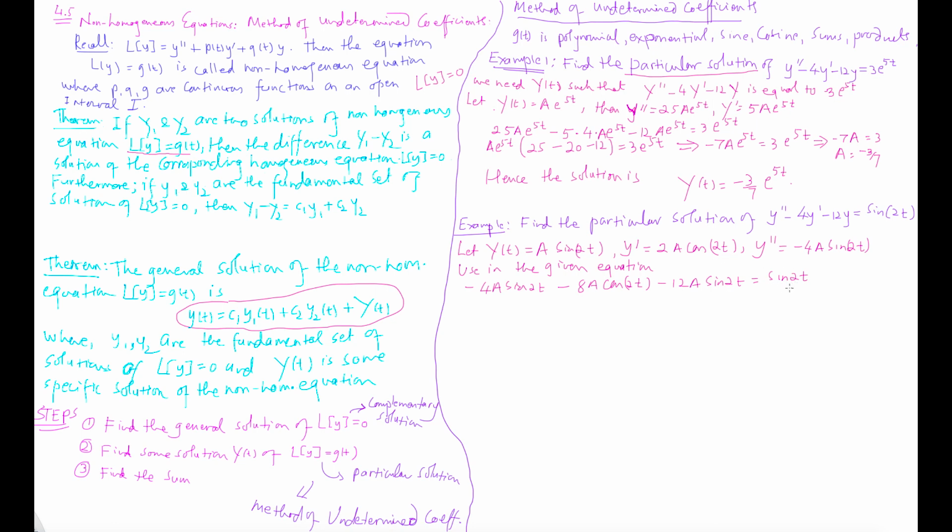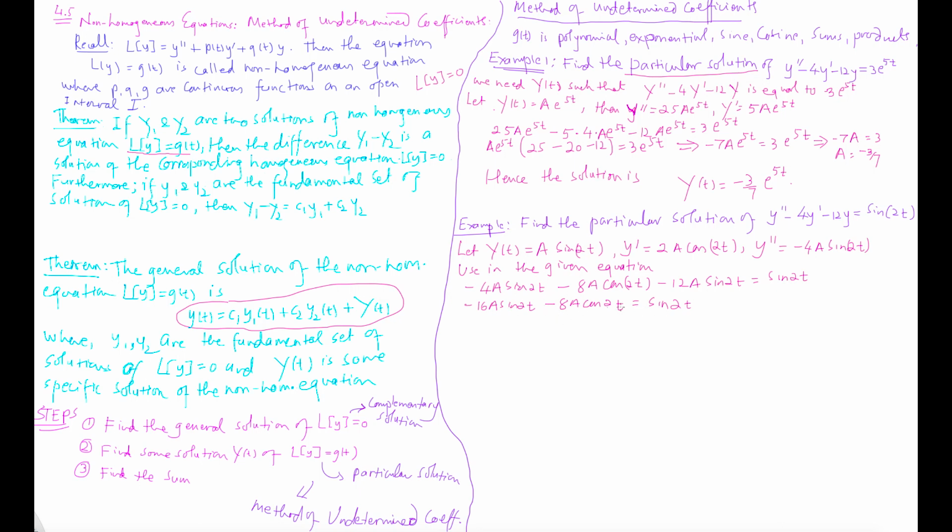So what do you get here? You get negative 4a sine twice t and negative 12a sine twice t will be negative 16a sine twice t minus 8a cosine twice t equals sine twice t. You see that? And then what do you get? So how do you solve this for a?